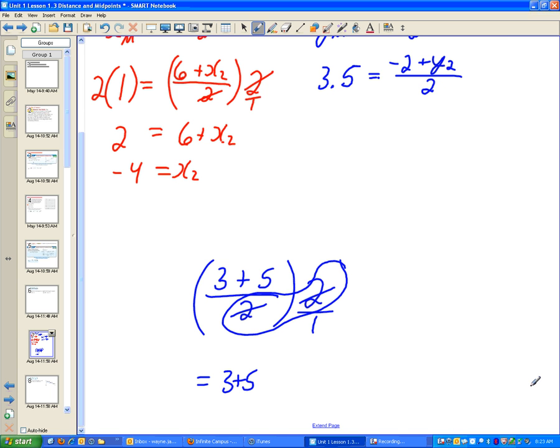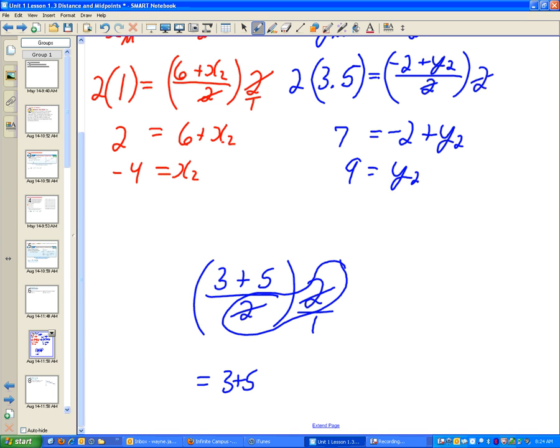Then we use the same technique over here for the y. Multiply both sides by 2. And it's got to be both sides, doesn't it? Otherwise, I'm changing the value of things. So it's got to be both sides. I get 7 over here. These 2's divide out. Add 2 to both sides. And so I've learned that, is it G I'm looking for? That G has coordinates -4, 9.